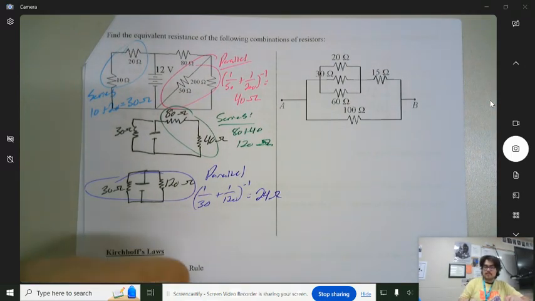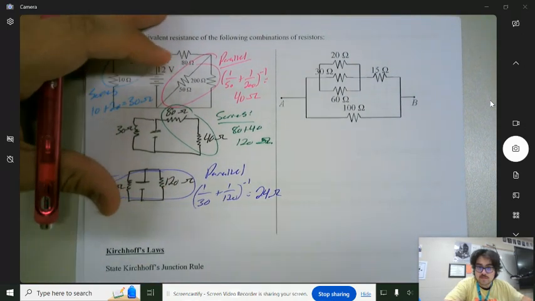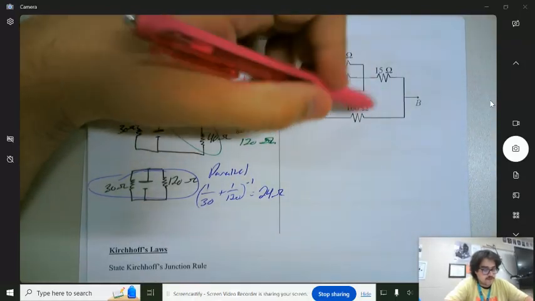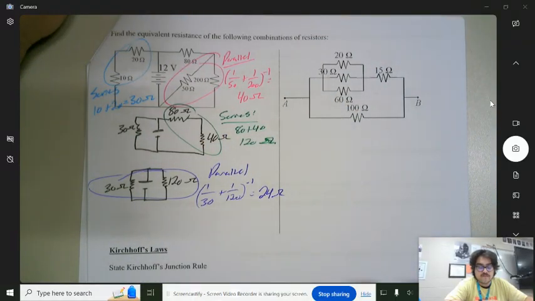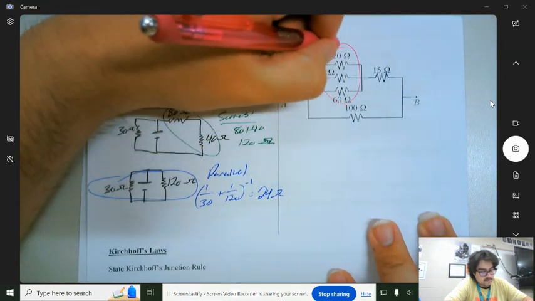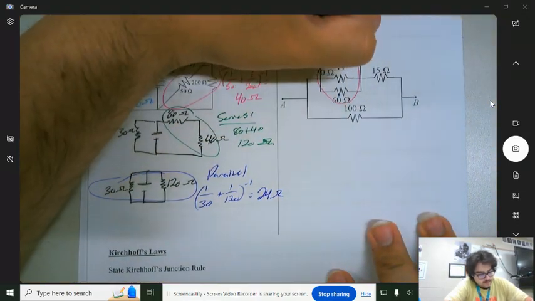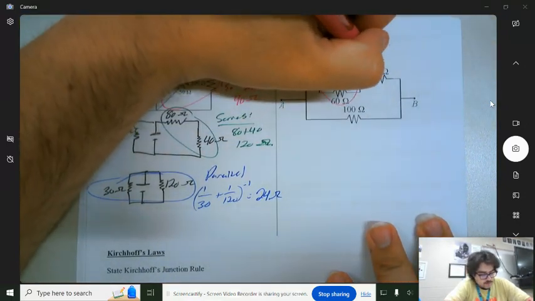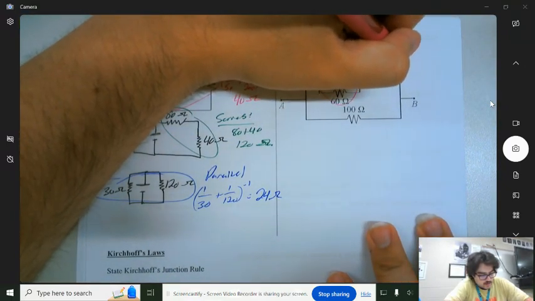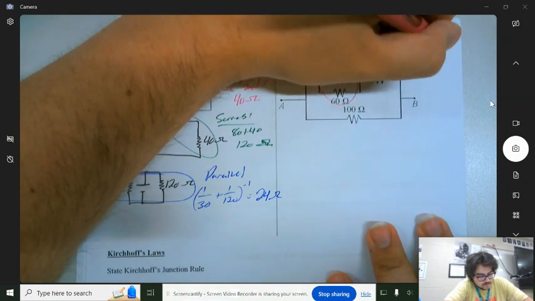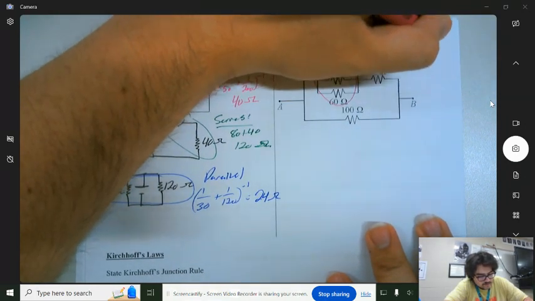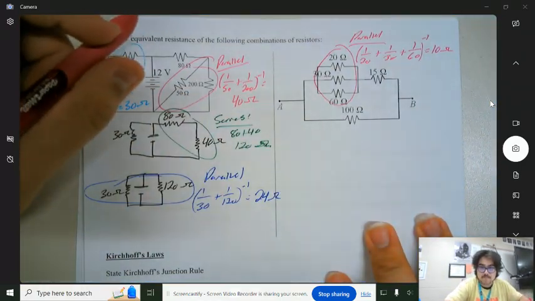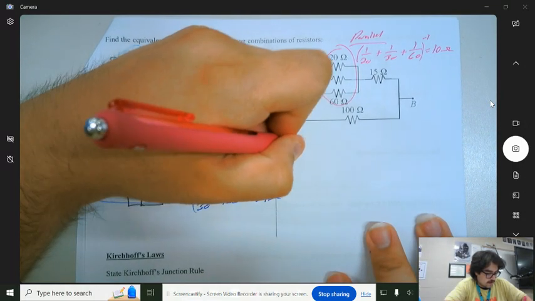The next example shows another circuit segment. Again, remember, it doesn't matter what happens between A and B. We don't really care. We just want to resolve this into a single resistor. The first step is to take these parallel resistors and combine them: 1 over 20 plus 1 over 30 plus 1 over 60, all to the negative first power. You should get 10 ohms doing that.